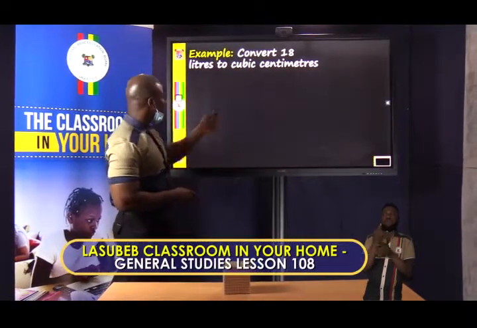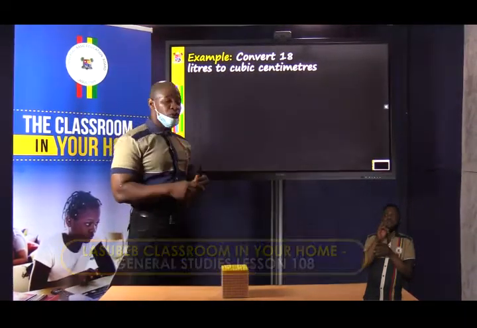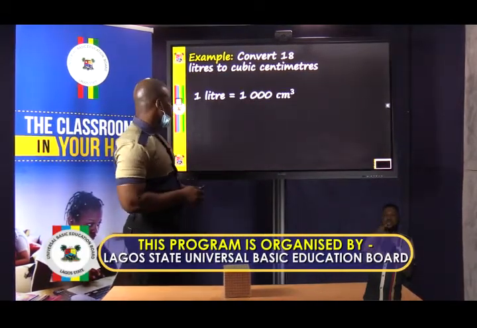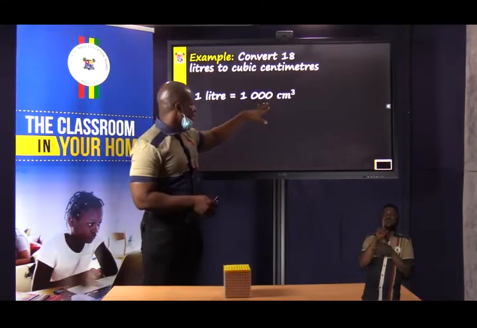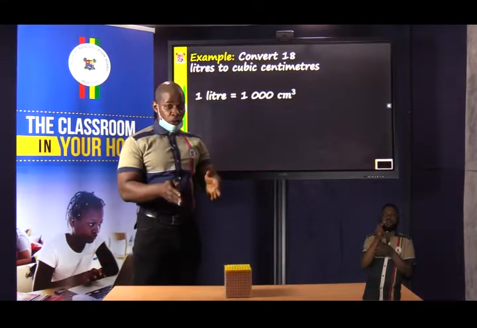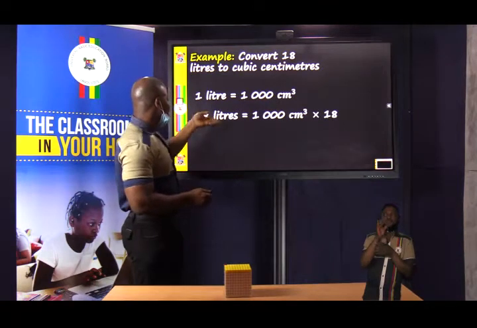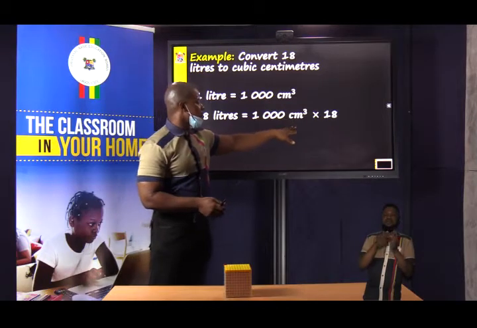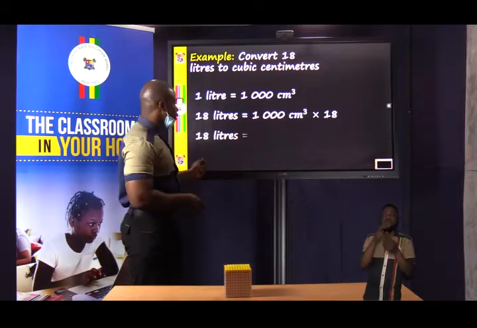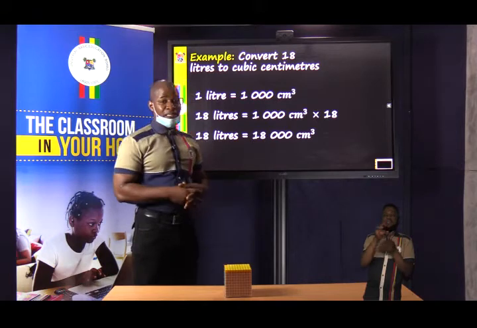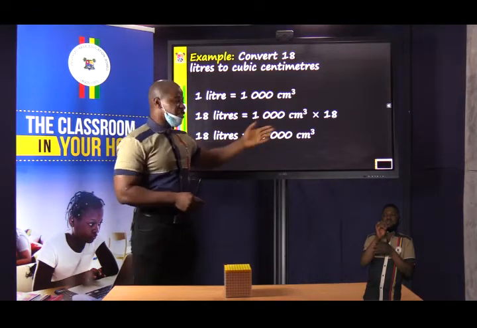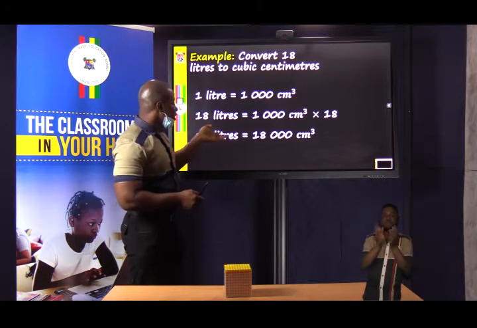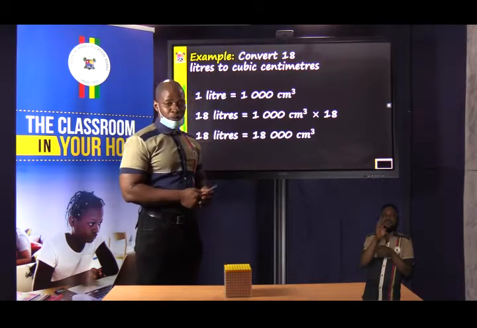The first one says we should convert 18 liters to cubic centimeters. That should be easy because we know the relationship is that 1 liter is 1000 centimeter cubes. Then 18 liters will be 18 times the other side, which is 1000 centimeter cubes multiplied by 18. And of course, that gives us 18,000 centimeter cubes. So 18 liters is the same as 18,000 centimeter cubes. We have successfully converted the capacity to the volume.